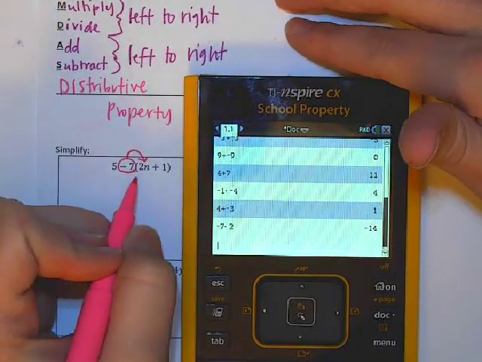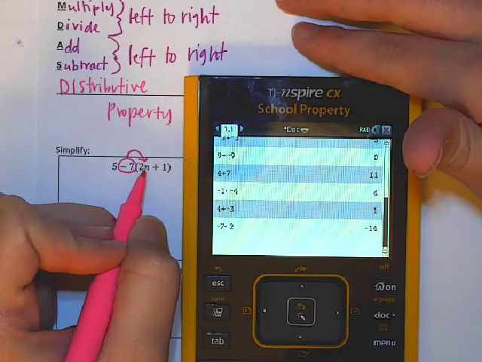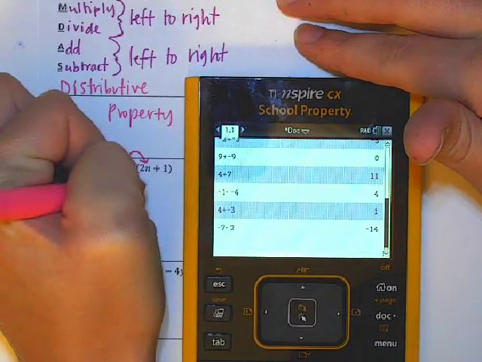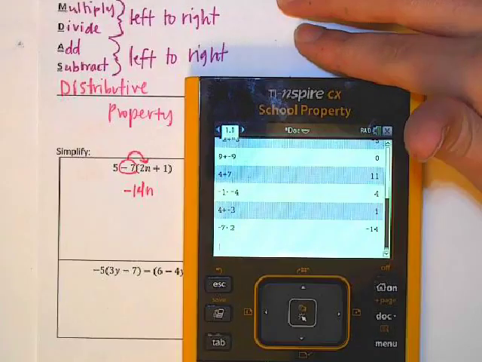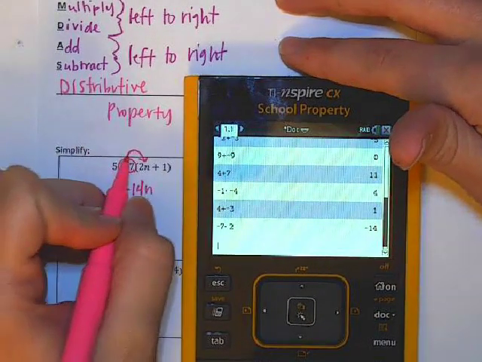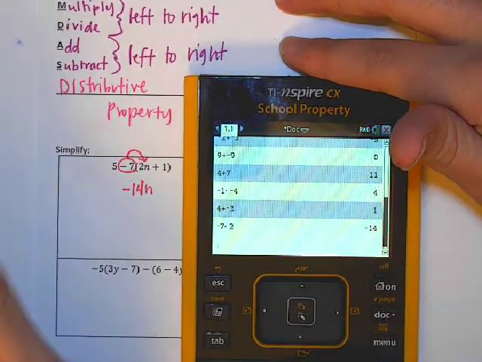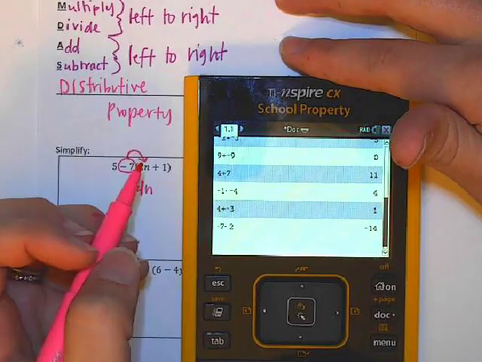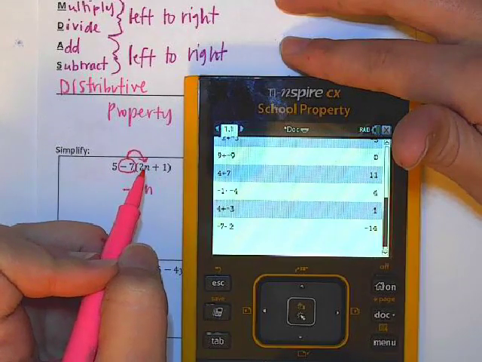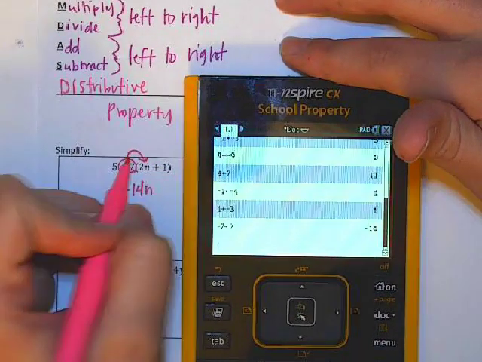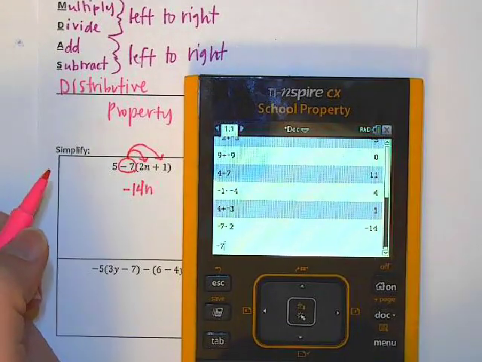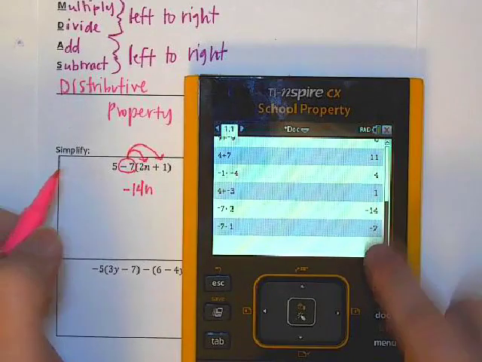Now, is this just negative 14? No. It's got an n. So I got to have negative 14n. Okay? Am I done? No. Now I got to take this negative 7 and multiply it to the next term. Remember, terms are separated by plus or minus signs. So there, I did the first term. Now I got to go to the second term. So negative 7 times 1 gives me negative 7.